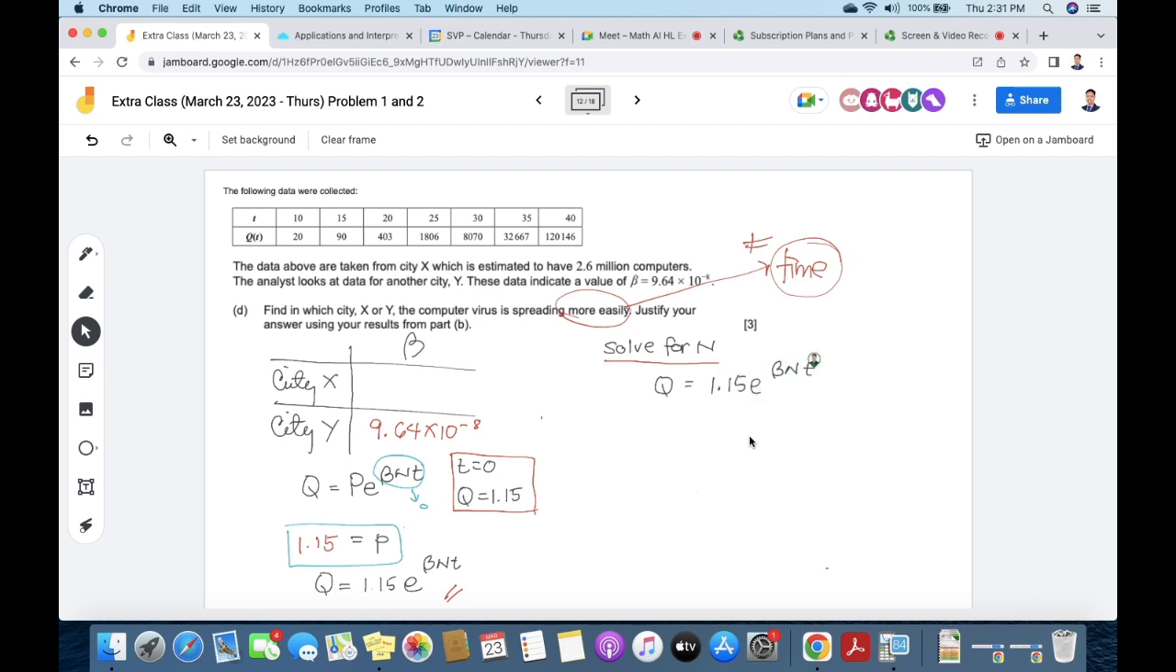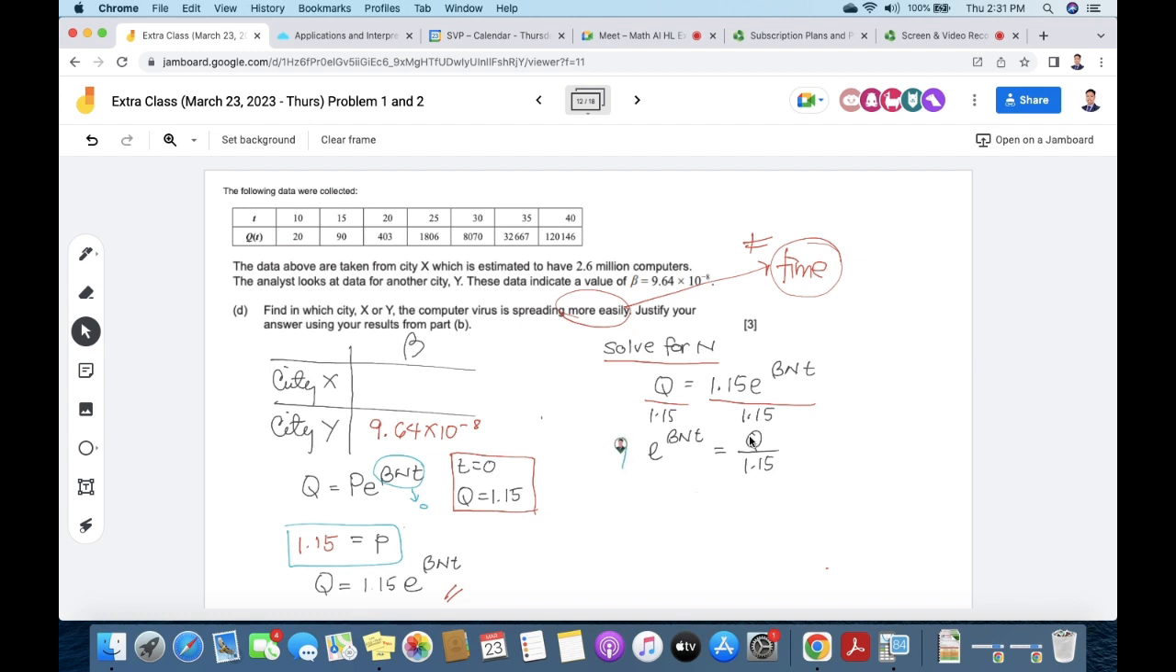Basic algebra. I wanted to solve for the n, so I should eliminate other variables. In this case, I should divide both sides by what? Exactly. Divide both sides by 1.15. So this now becomes e power of beta n t. Allow me to switch them. It's just the same. Q over 1.15. Okay? But there's an e. I have to eliminate the e. So what should I do?